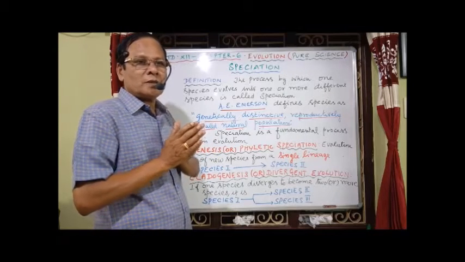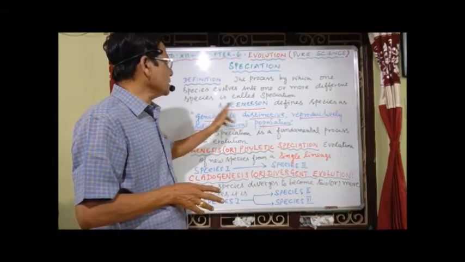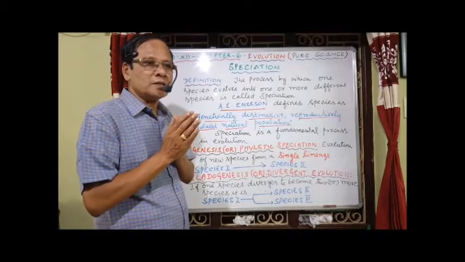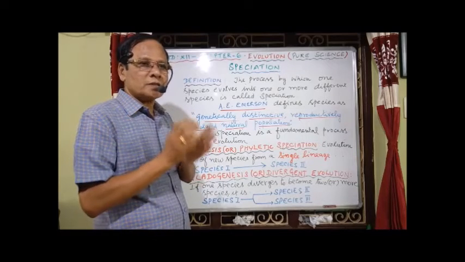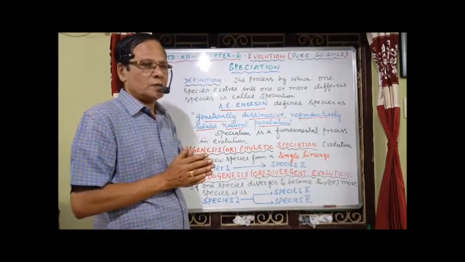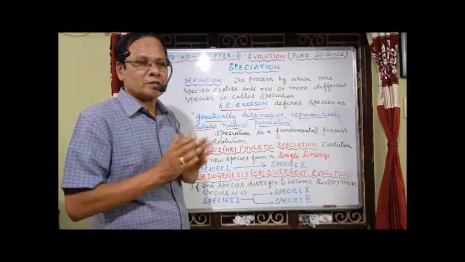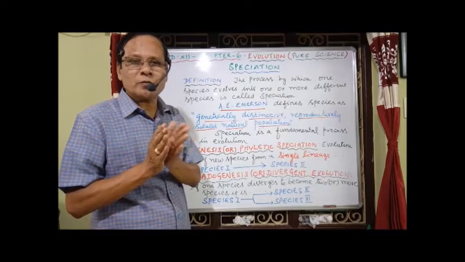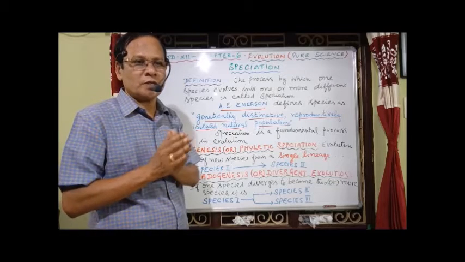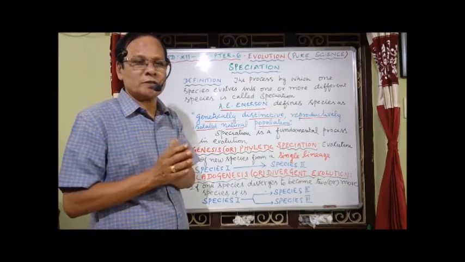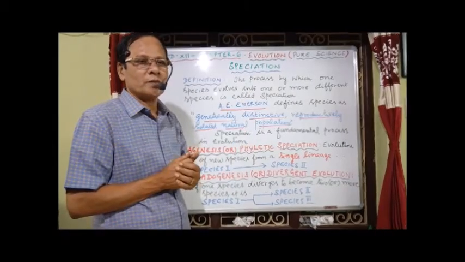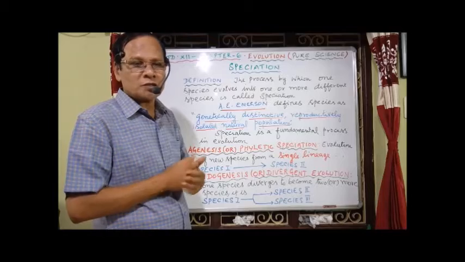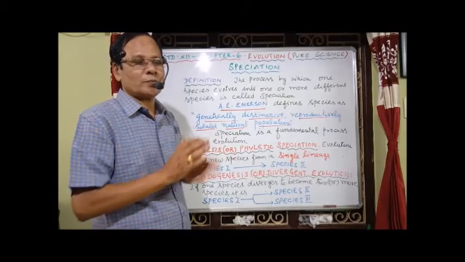A simple definition was given by an evolutionist. He defines species as genetically distinctive, that is having their own genotype, and reproductively isolated. Reproductively isolated means there is no interbreeding between the two species. There is no reproduction between two species. That is called reproductive isolation. And a natural population, it is not created by man, it is not man-made.